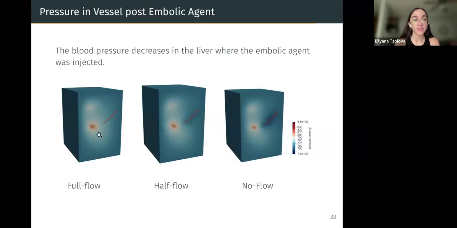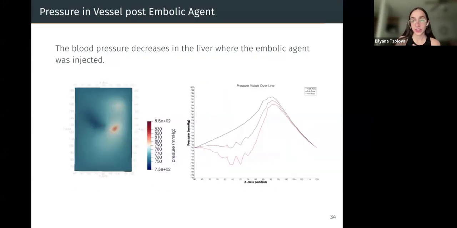So initially, we'll have full flow going through that blood vessel. Then at halftime, we're going to have half flow, and maybe you can see that the pressure is decreasing along that branch. And then at the end, we should expect no flow through that vessel. It should be completely clogged up, and the pressure is down to 730 millimeters of mercury there. And we evaluated it to see what the pressure is along this red line here. And as you can see, it dips as we go from full flow to half flow to no flow along that red line.